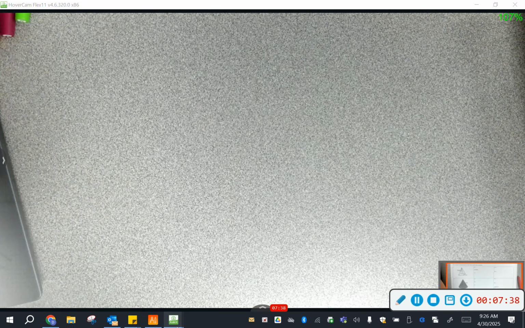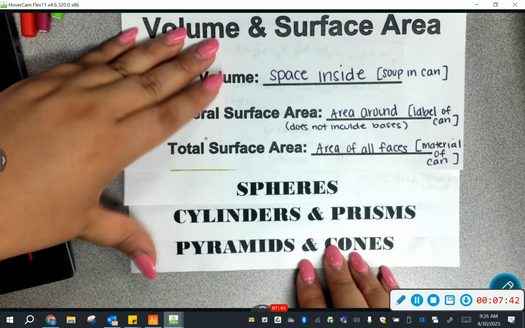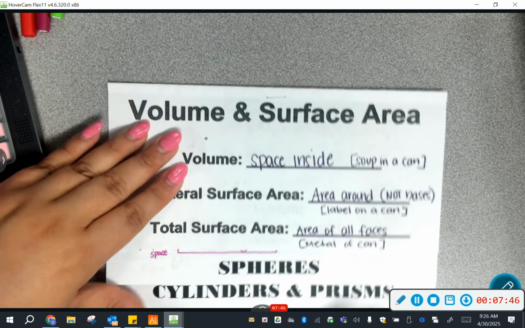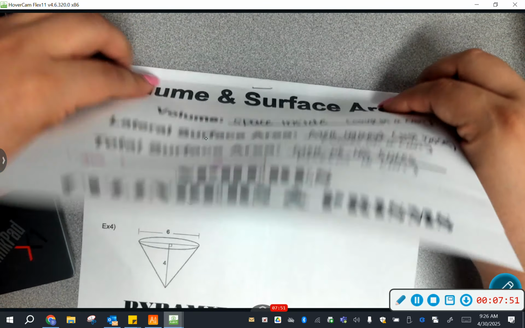If you can please go to your notes, last day of notes on these, and open up to your last page in them and fold it back.